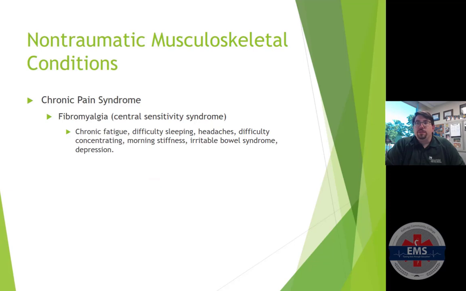Now, fibromyalgia also leads to things like chronic fatigue, difficulty sleeping, headaches, difficulty concentrating, morning stiffness, irritable bowel syndrome, and even depression. So there's a lot that goes along with it. And folks, there is a lot that we still do not understand about the nervous system and our ability to sense and perceive pain.